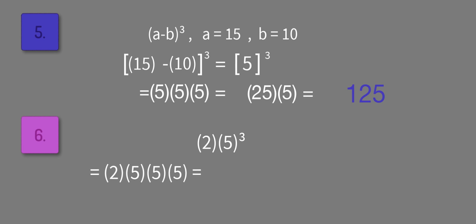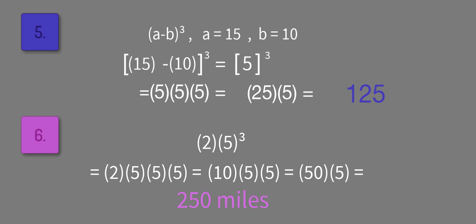That would be 2 times 5 multiplied by itself 3 times. And we'll go ahead and write out the steps left to right in this case. Even though with multiplication, again, left to right, right to left, it doesn't matter as long as you only multiply each factor one time. So 2 times 5 is 10. And that's times 5 times 5. 10 times 5 equals 50. And then finally, 50 times 5 is 250 miles.